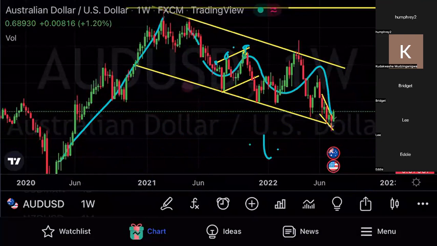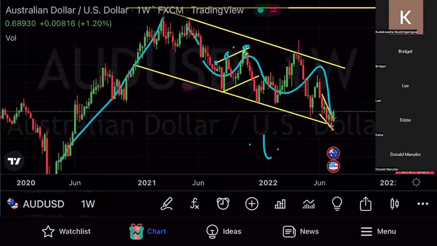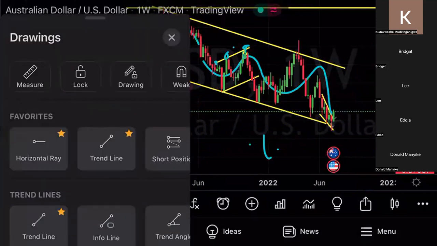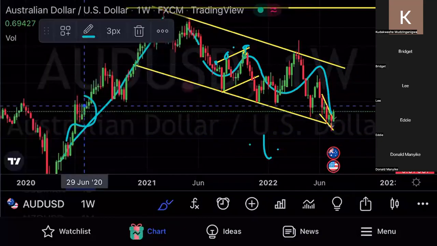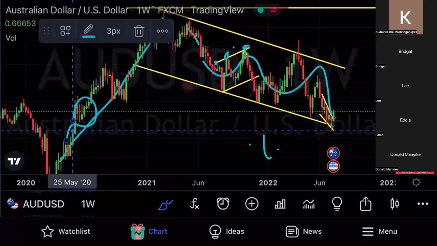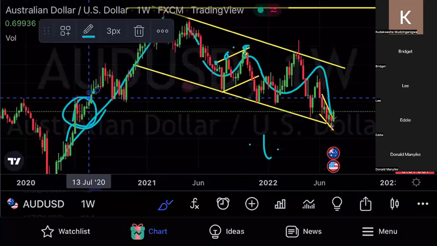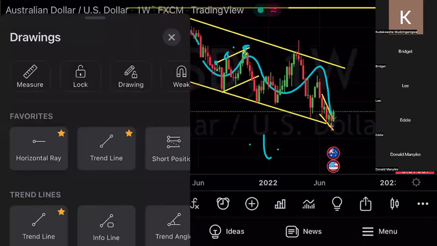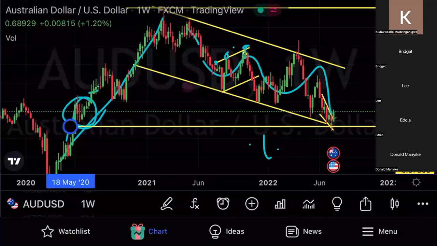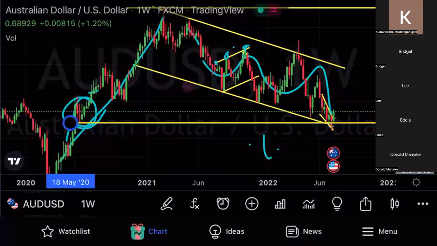Okay, I said in my strategy, I use order blocks, right? We are having a weekly order block here. So I take my rail line, what we call the rail line, and I put it on the lowest point of my weekly order block, right?